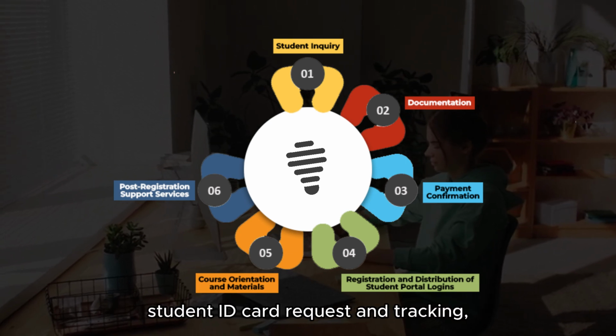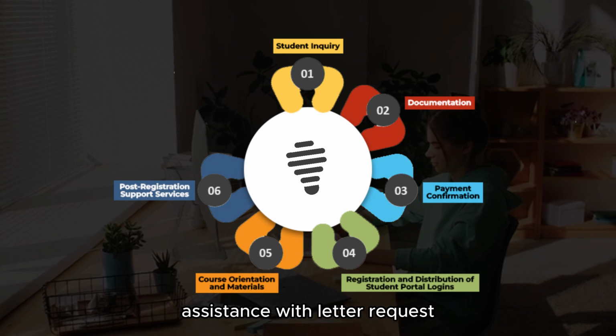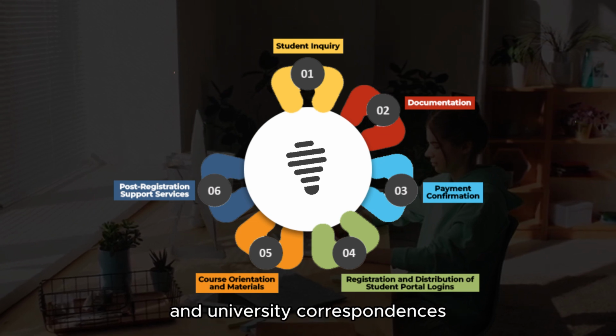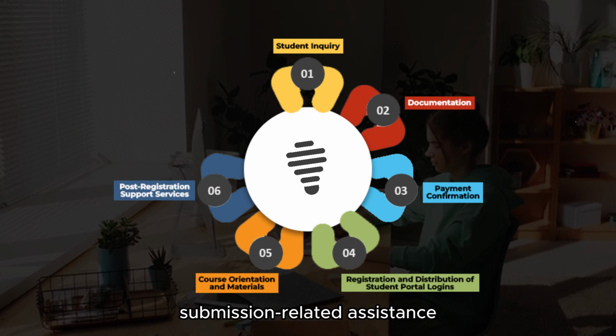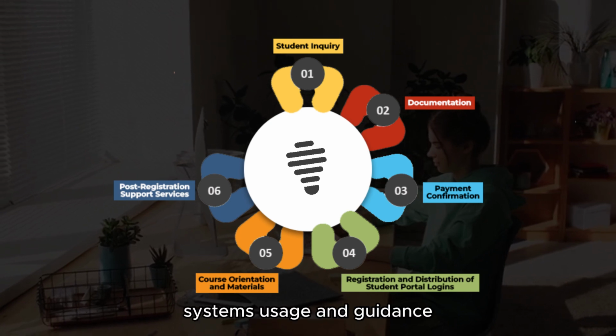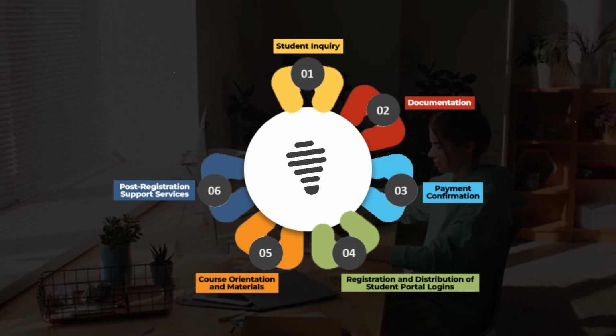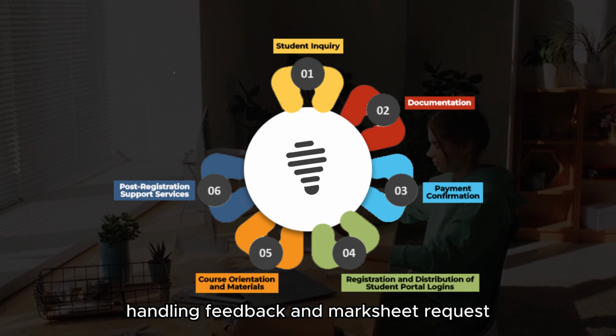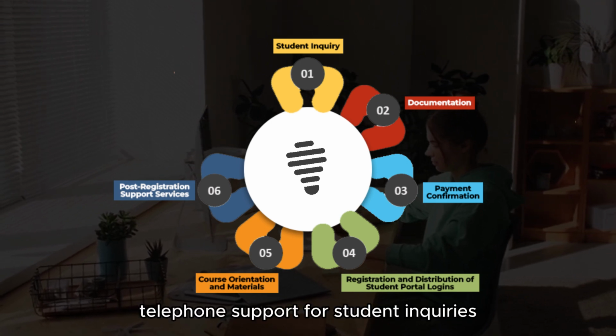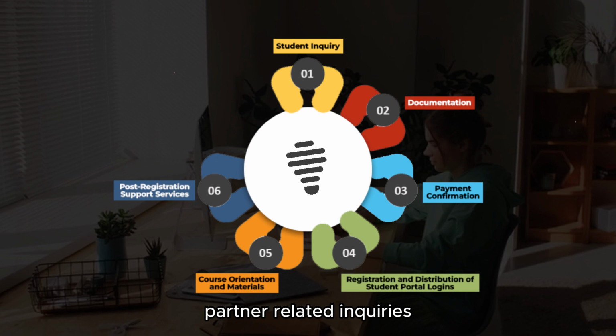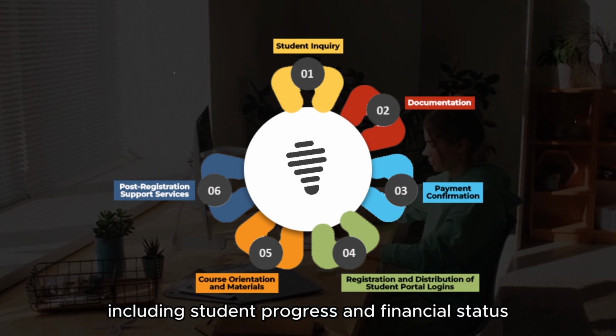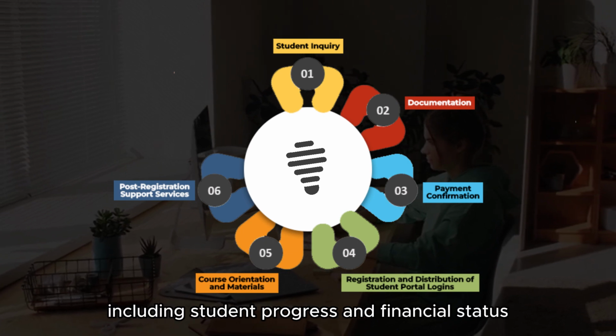For further guidance and support, GEP may provide the following services as well: student portal queries, student ID card requests and tracking, assistance with letter requests and university correspondences, submission related assistance, systems usage and guidance, handling feedback and mark sheet requests, telephone support for student queries, partner related inquiries including student progress and financial status.